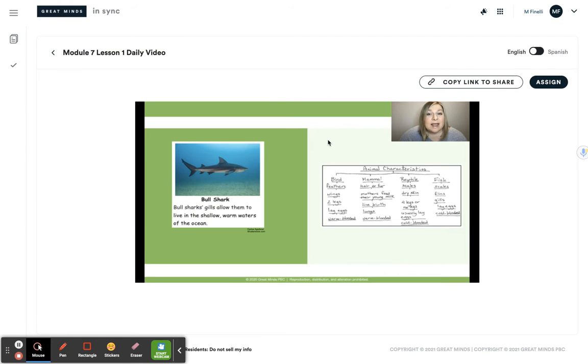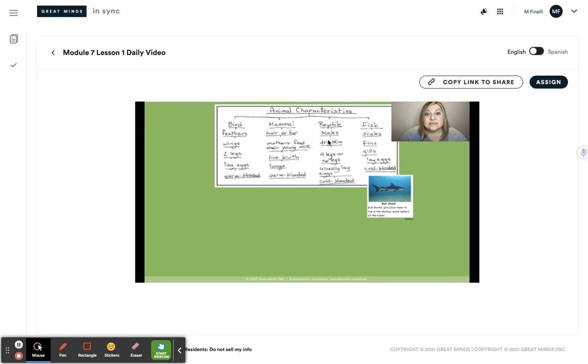For example, I have a bull shark, and this card says that bull sharks' gills allow them to live in the shallow, warm water of the ocean. Looking at my chart, I can see that the bull shark belongs in the fish category because it has gills. And I can also see that this bull shark has fins by looking at the picture on the card. Use the chart to help you decide where your animal might belong.